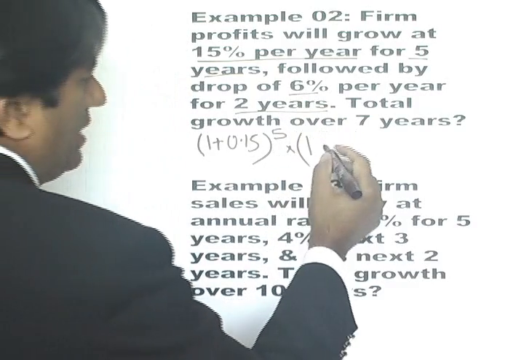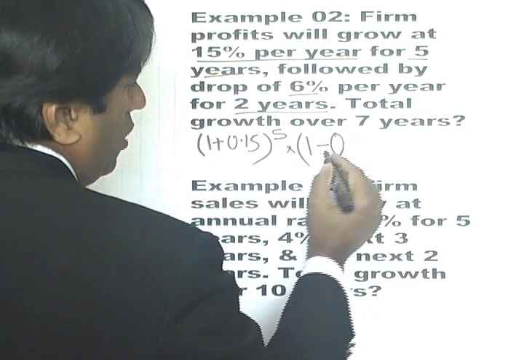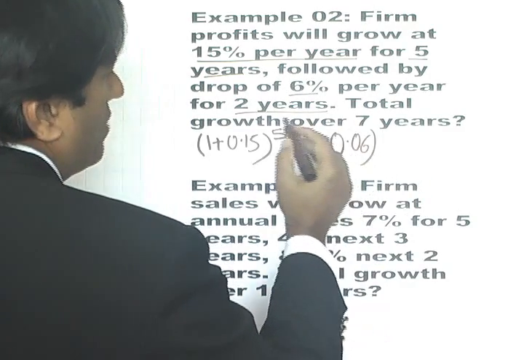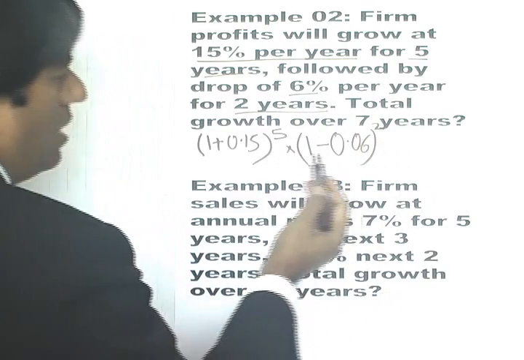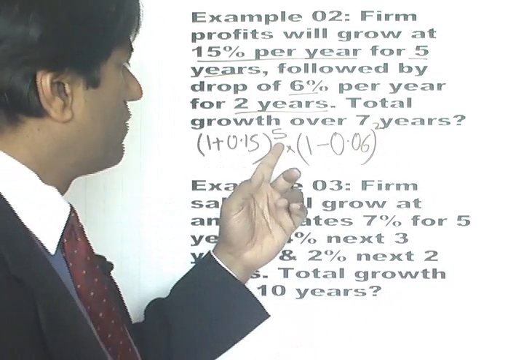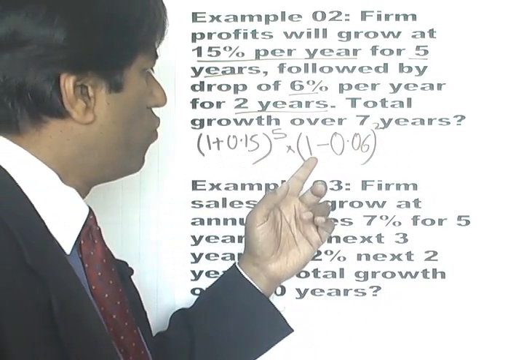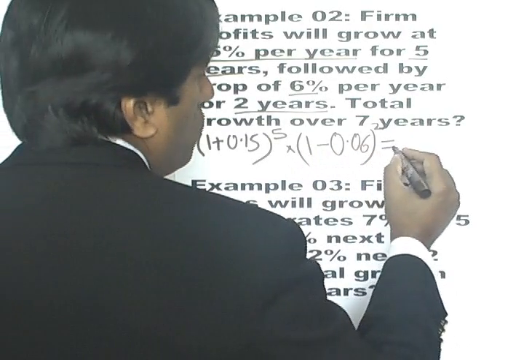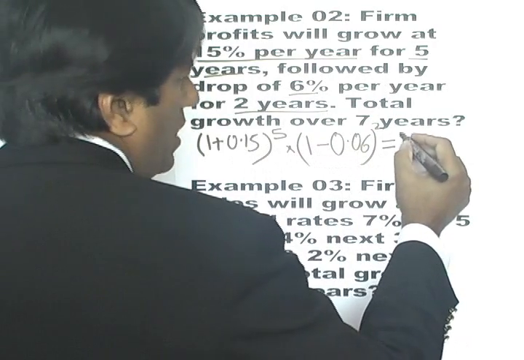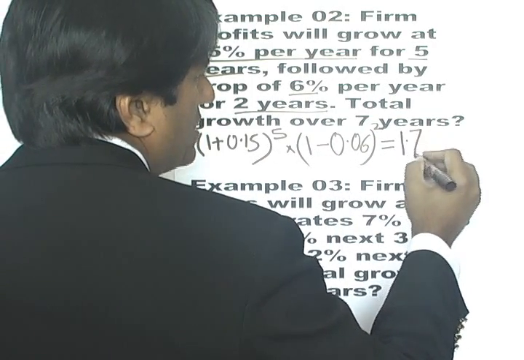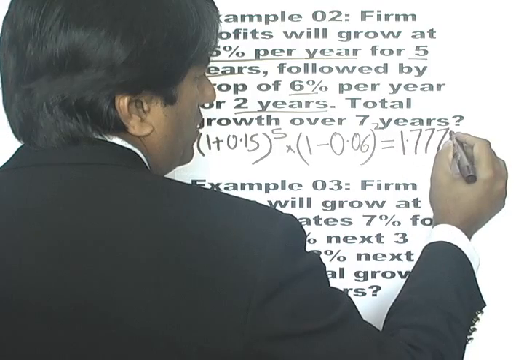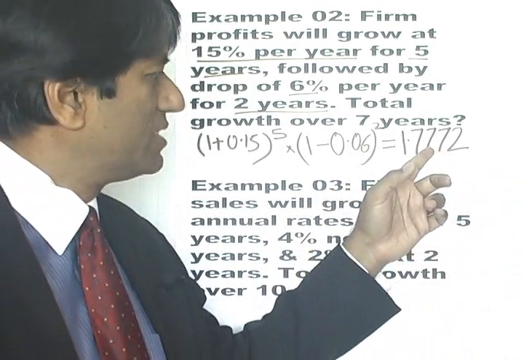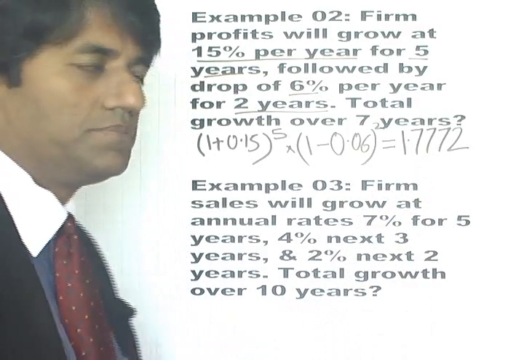6%, so it's actually negative. So it'll be minus 0.06 to the power 2. So this is 1.15 to the power 5 into 0.94 to the power 2, and if you work it out, it's going to be 1.7772, or the percentage growth is going to be 77.72%.